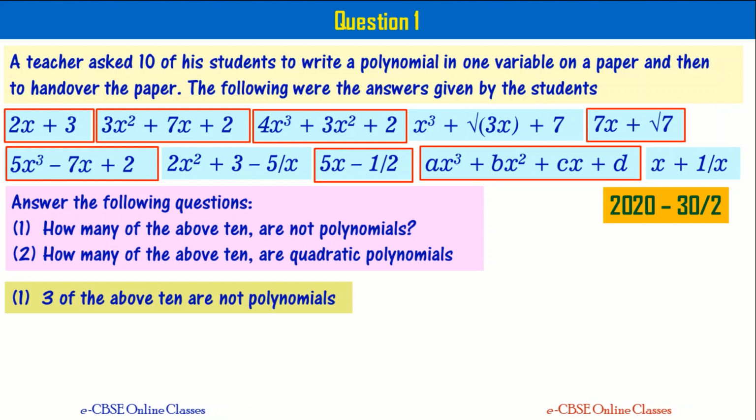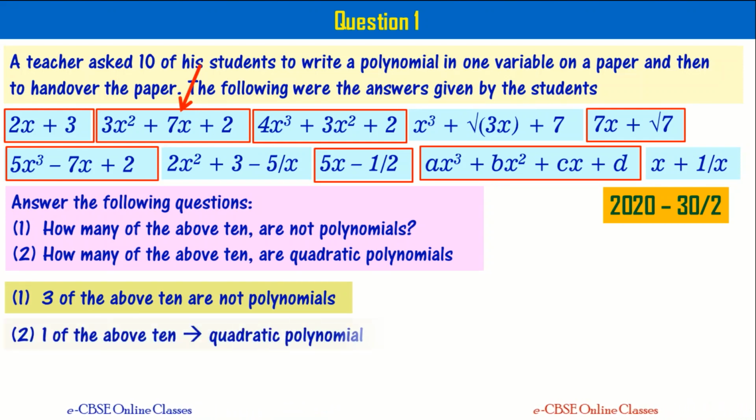The next one is how many of the above 10 are quadratic polynomials? We know that a quadratic polynomial will have degree 2. A linear polynomial is of degree 1 and a cubic polynomial is of degree 3. So as you see here, only one that is marked using an arrow, that is 3x square plus 7x plus 2, is a quadratic polynomial. Rest are all not. So to answer the second question, we say that one of the above 10 is a quadratic polynomial.